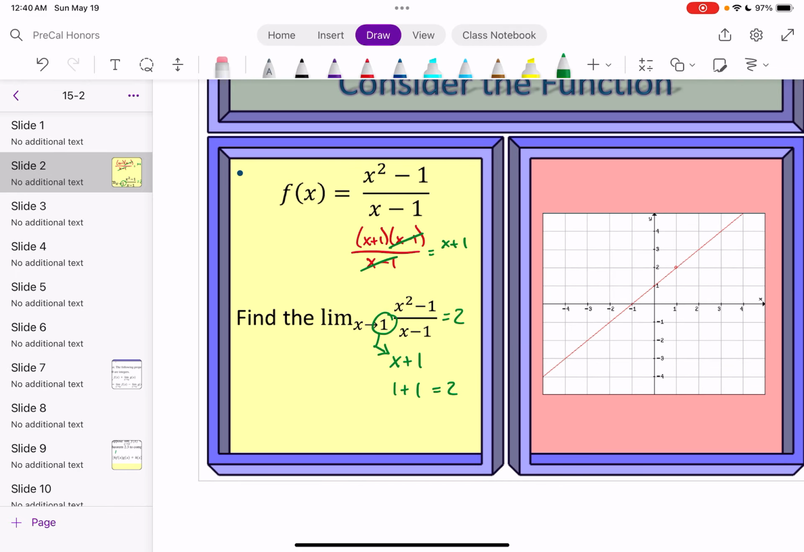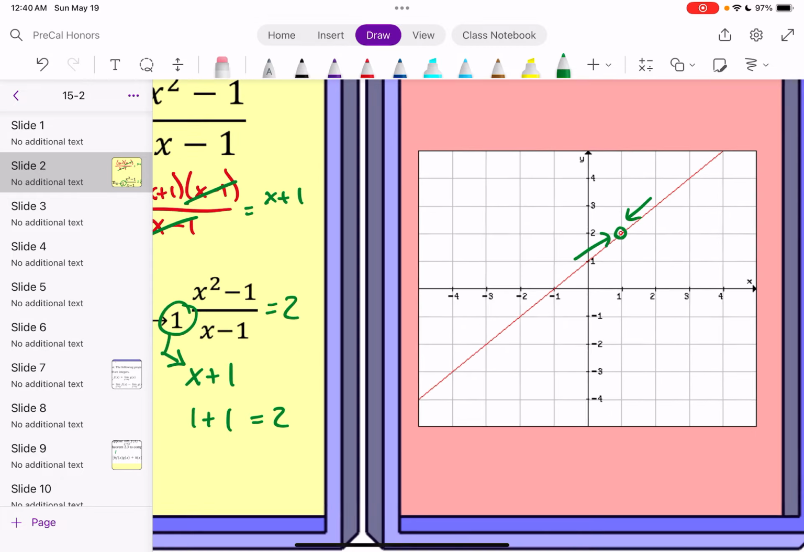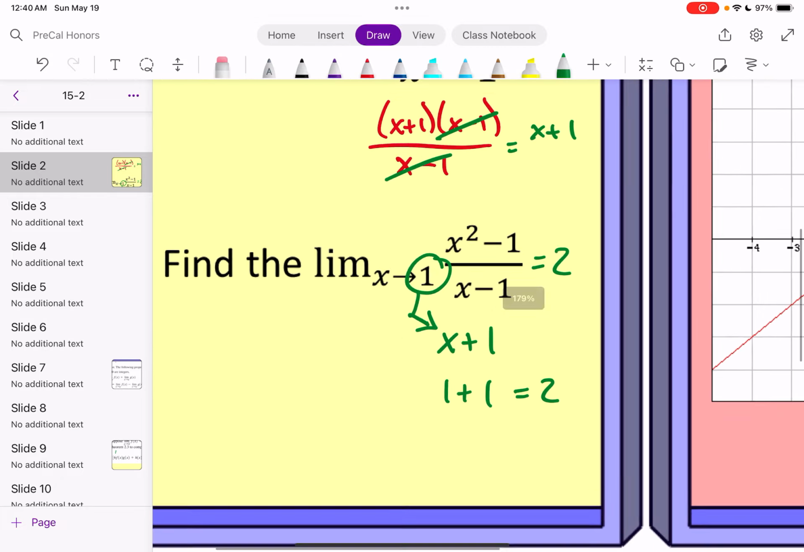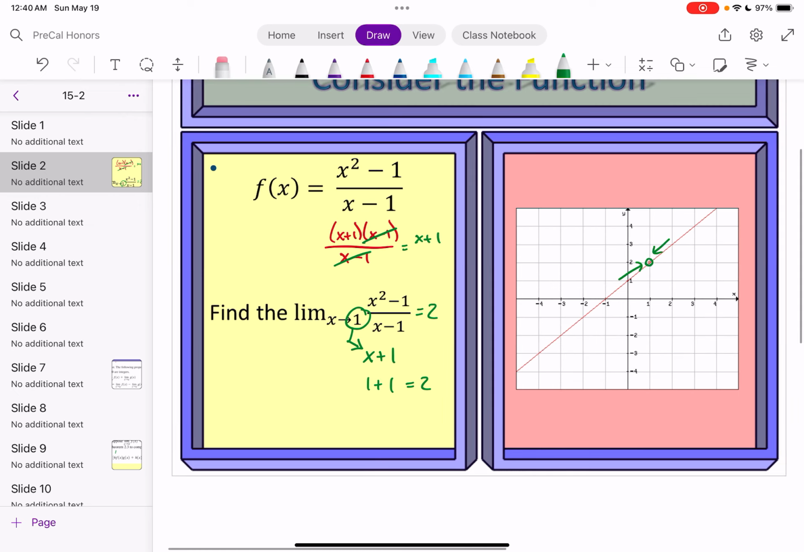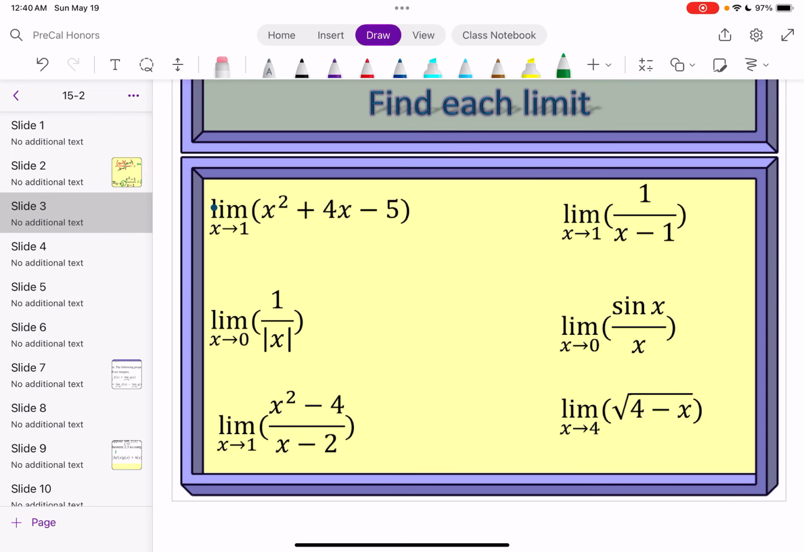Now, over here on the graph, you can see that from the left side, we are approaching 2. From the right side, we're also approaching 2. But even though we have an open circle at this location, does not mean that we cannot solve for the actual limit itself. Let's go ahead and take a look at slide 3.